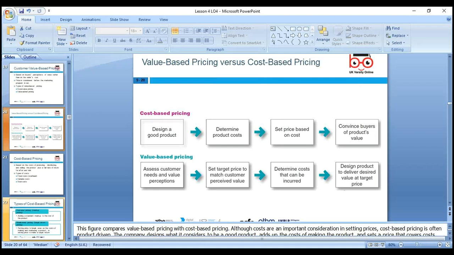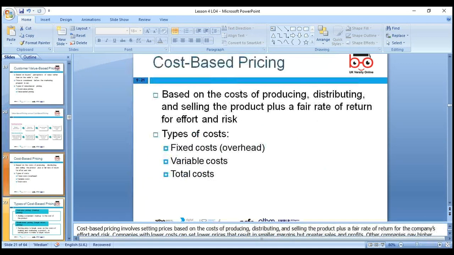So cost-based pricing means designing a good product, determining the product cost, and setting the price based on the cost, and convincing the buyer of the product's value. With value-based pricing, we assess the customer's needs, wants and perception, and set the price to match the customer's perceived value. They are asking how long this product will last, what is contained in it, how it will affect their health, or how convenient it is. From all this we determine the cost they can incur, and design the product to deliver value at the target price. So that's what needs to be done.